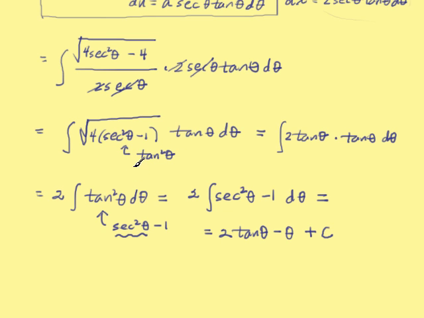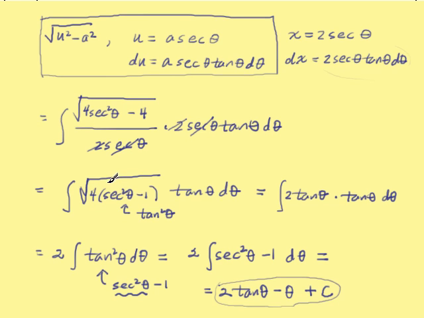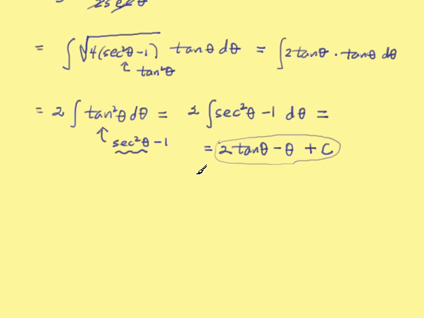All right, so here's our integral expressed in terms of theta, and now we want to switch over to x. So let's go back to our original substitution, and we have x, if we solve for secant theta, x over 2 is equal to secant theta. So let me copy that over here. x over 2 is secant theta.